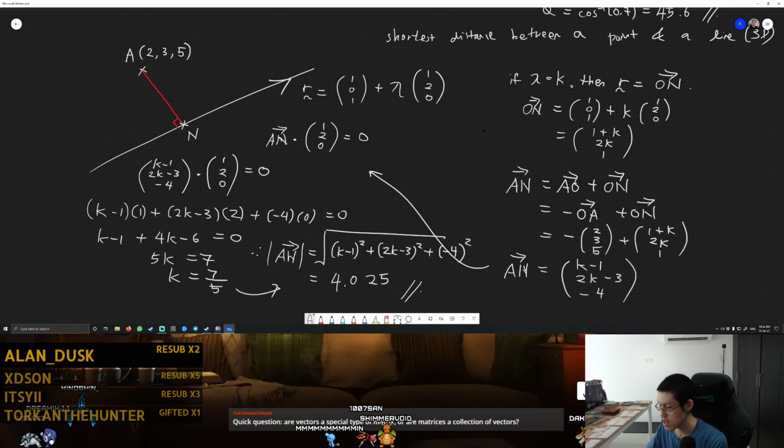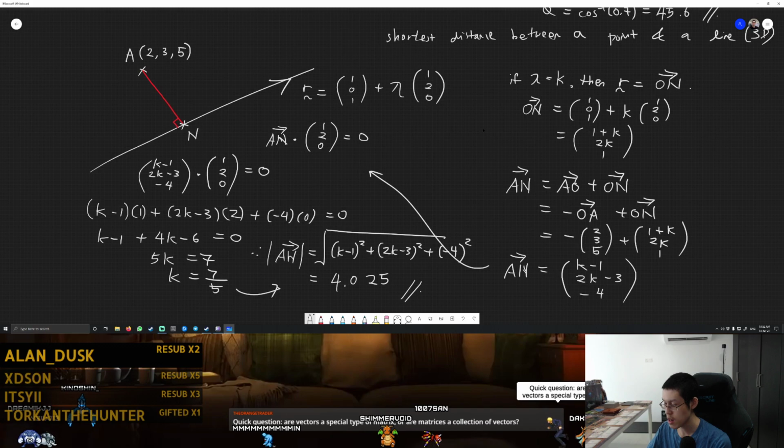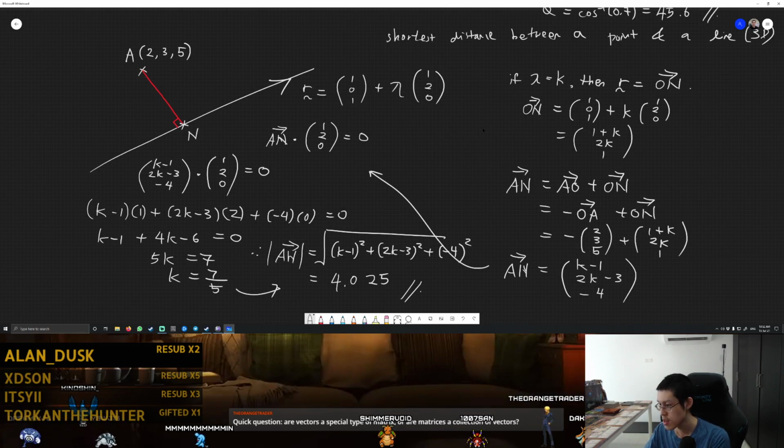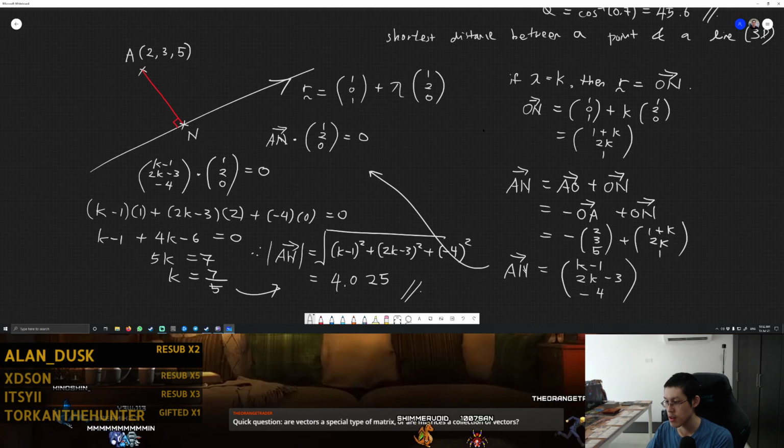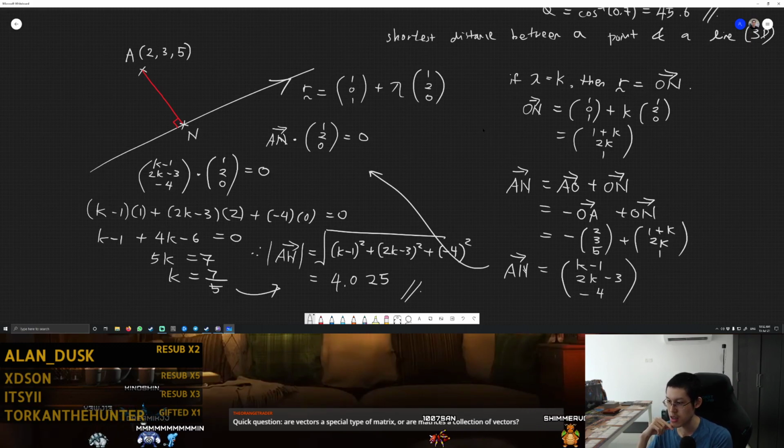A vector is a special type of matrix, or a matrix is a collection of vectors. Vectors are a special type of matrix. Well, actually, both statements are true. Matrices are also a collection of vectors.